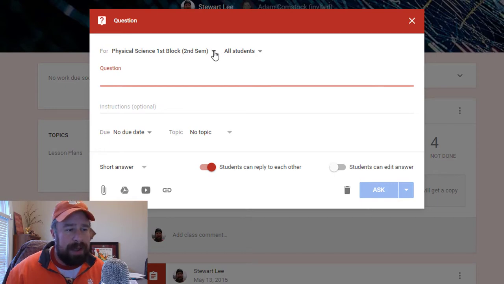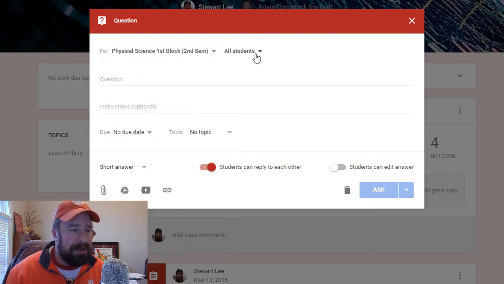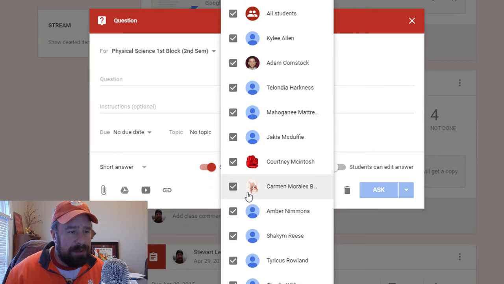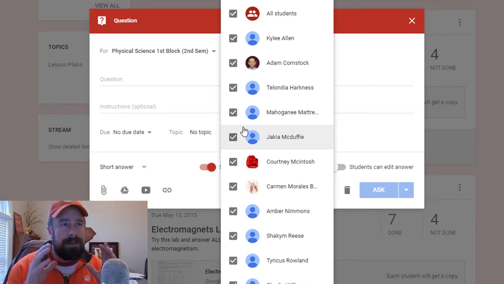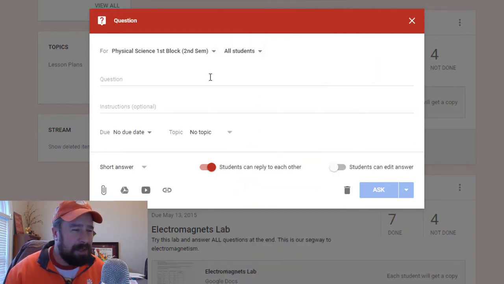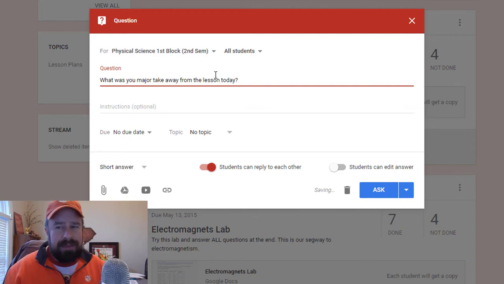I can do this for just one class, or I can do this for as many classes as I'm a teacher or a co-teacher of. And I can do this for all the students, or I can pick the individual students that I want to get this particular question. So I can do very differentiated formative assessments with this. But let's just ask a question. What was your major takeaway from the lesson today? So that's really a good exit question, exit ticket to find out what the students actually came away with, if that was what your intention was, or if they came away with something different, or if they came away with no clues what's going on.